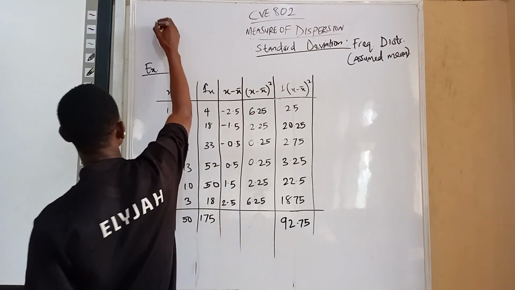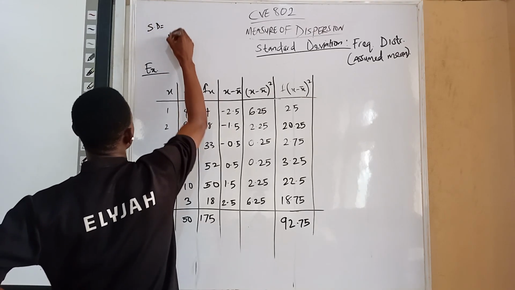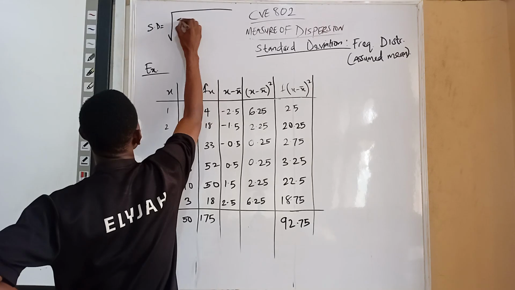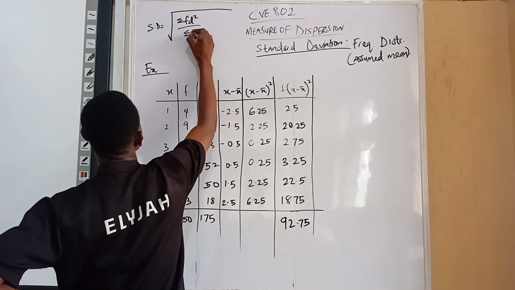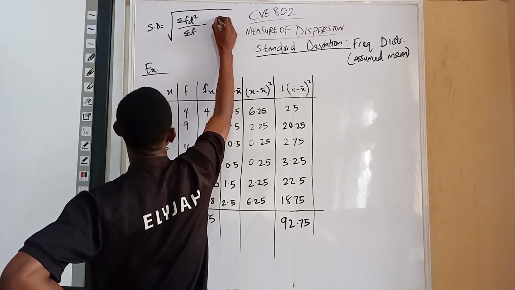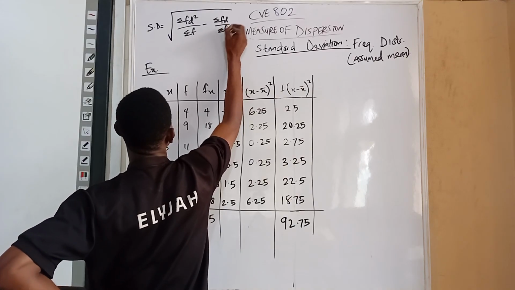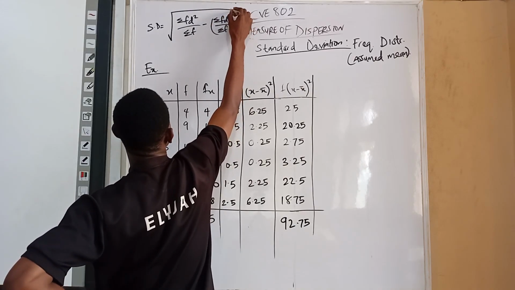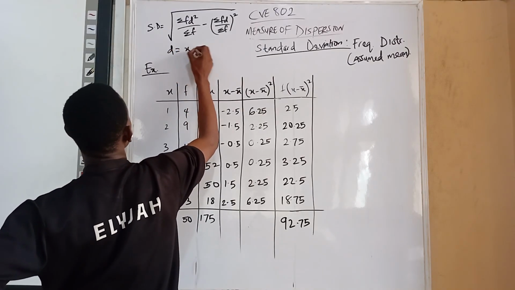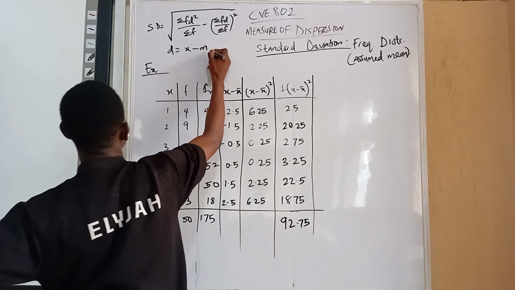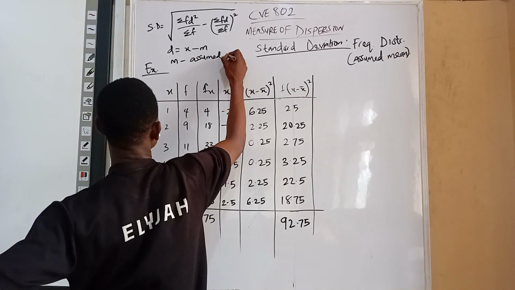The general expression is standard deviation equals the square root of summation f d squared over summation f, minus summation fd over summation f, all squared, where our d is equal to x minus m, and our m is the assumed mean.